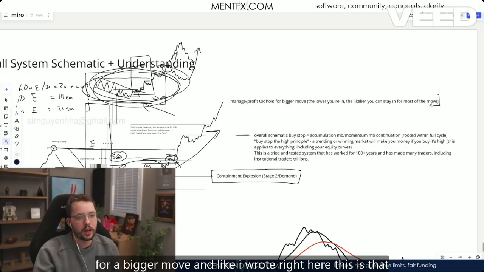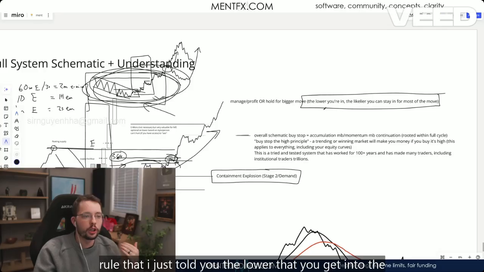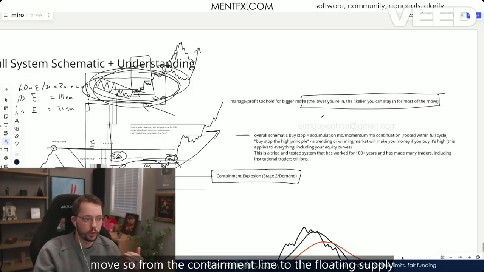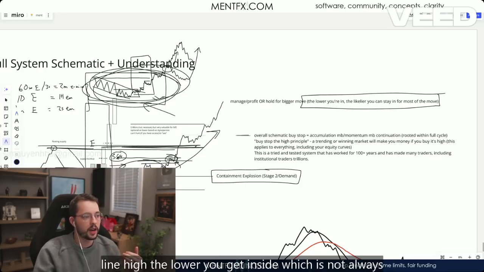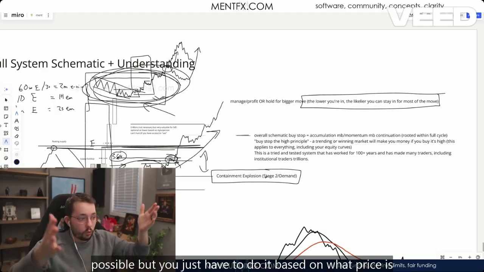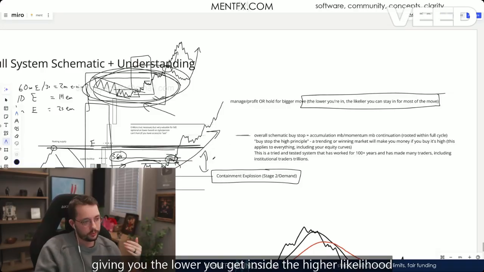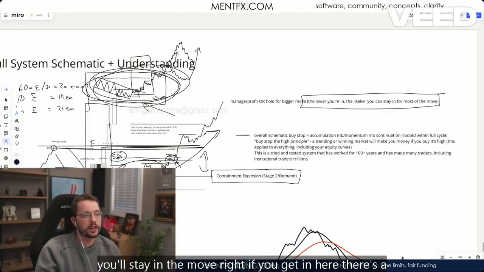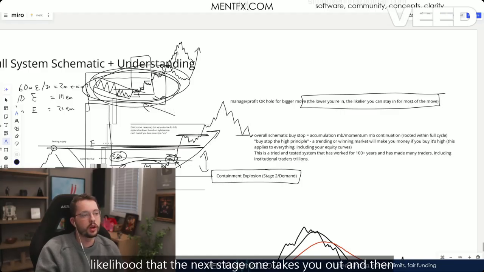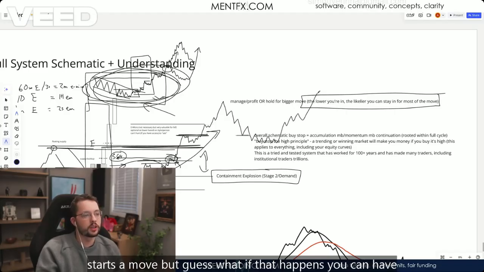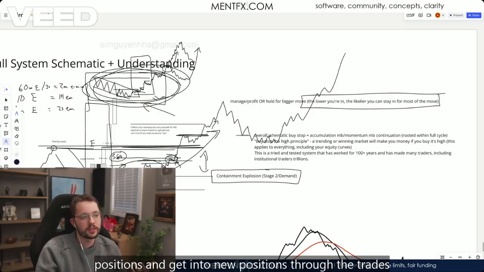And like I wrote right here, this is that rule that I just told you: the lower that you get into the move, so from the containment line to the floating supply line high, the lower you get inside, which is not always possible, but you just have to do it based on what price is giving you, the higher likelihood you'll stay in the move, right? If you get in here, there's a likelihood that the next stage one takes you out and then starts a move. But guess what? If that happens, you can have the management to get out of some of the positions in this and get into new positions through the trades here.